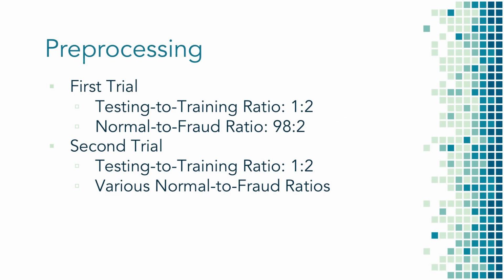So in our first attempt to preprocess the data, we split the data set into two different data sets, one as a training set and one as a testing set. But the biggest issue that we faced with this was that the ratio of normal to fraudulent transactions within each data set was still 98 to 2, which is a huge ratio. And so it provided us with skewed results when we ran our algorithms.